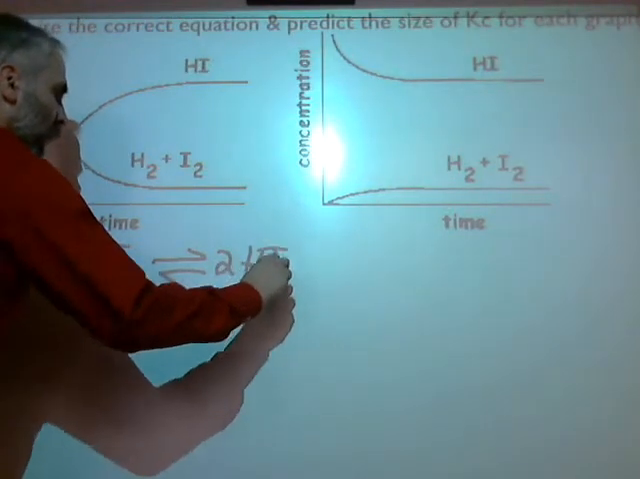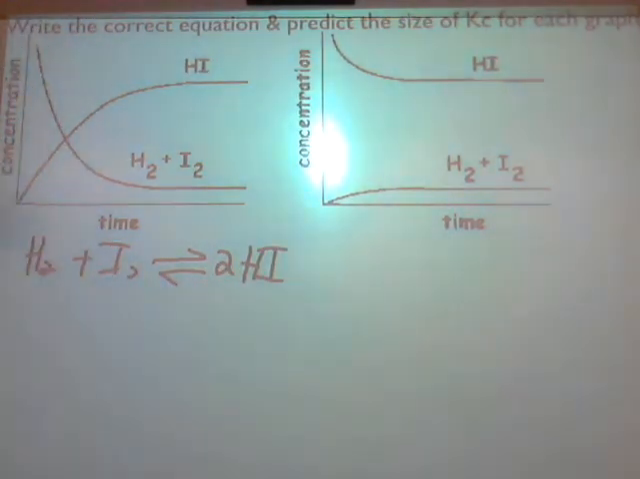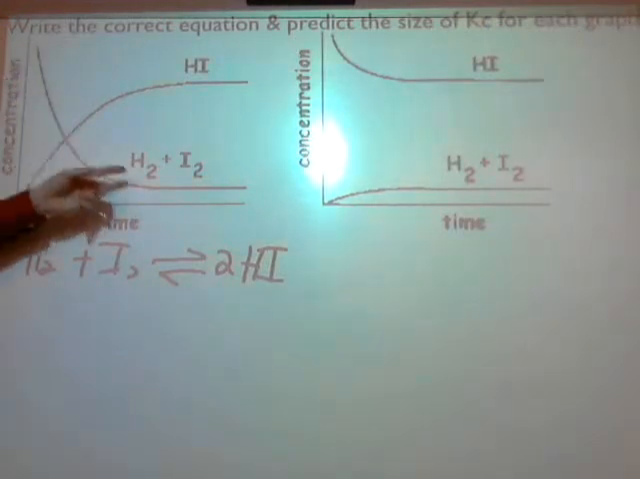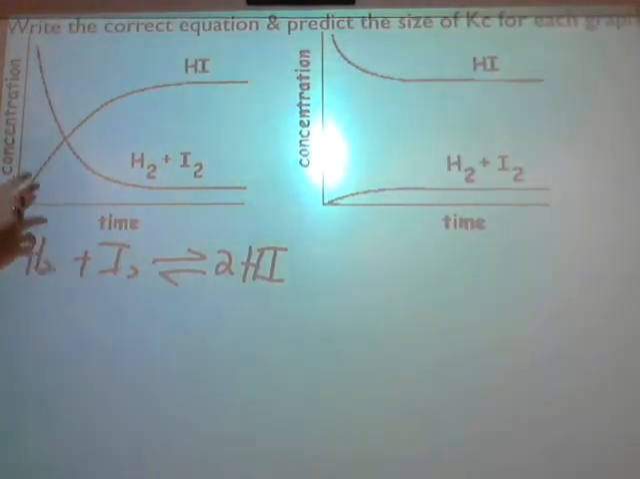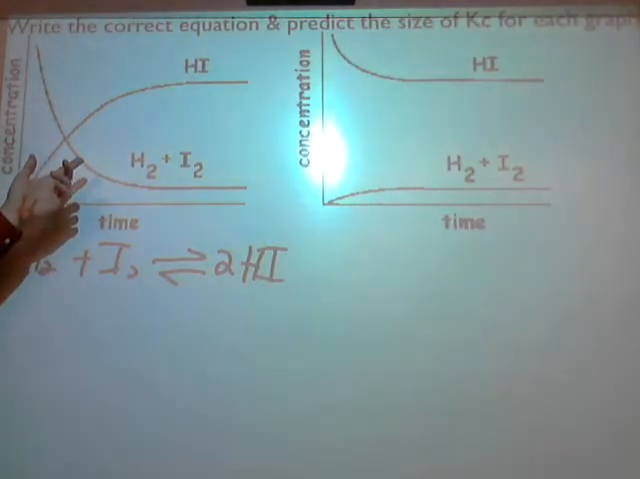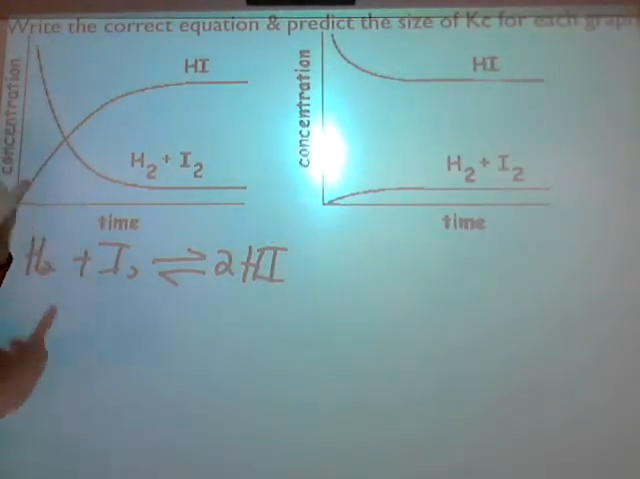Does everybody agree that that will be the equation for this guy up here? That makes sense? Because H2 and I2 started high, ended up low. You have to balance it with the 2 there. And would you expect Kc to be big or small from this graph? Think about it. Who's winning? Who is clearly the better reaction, forward or reverse? Forward.